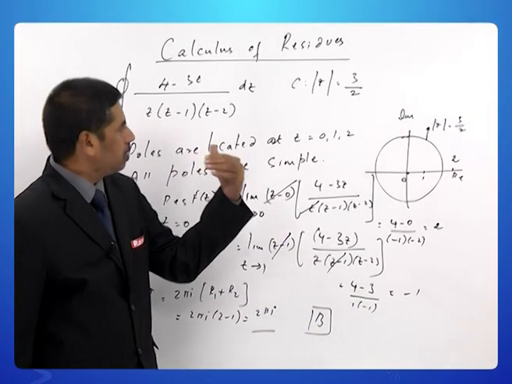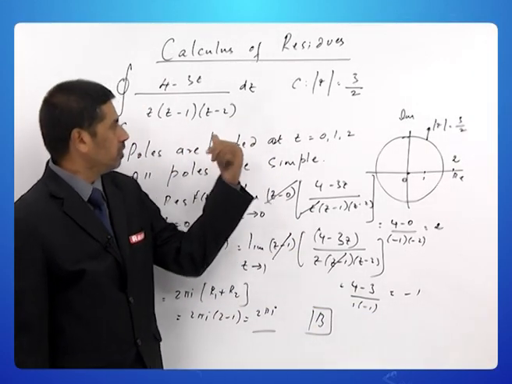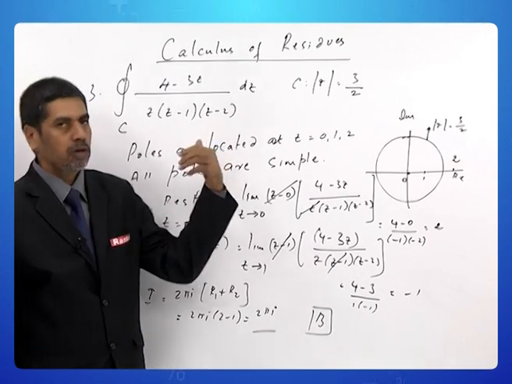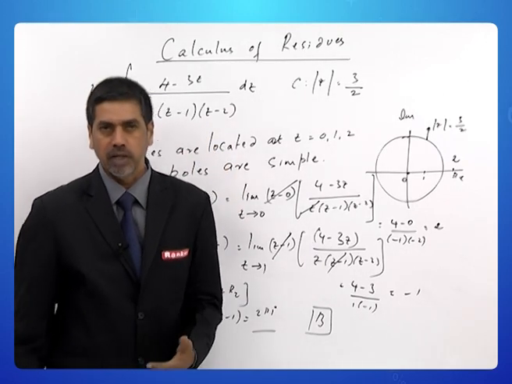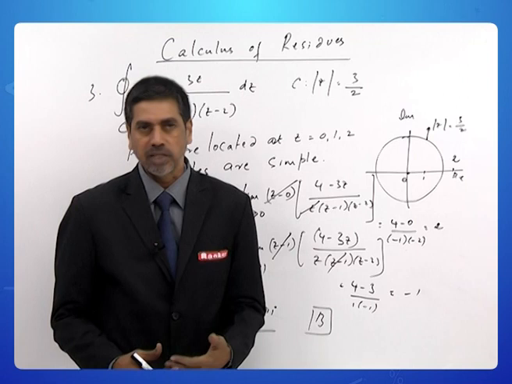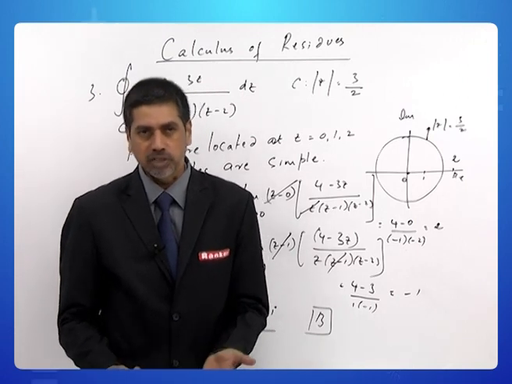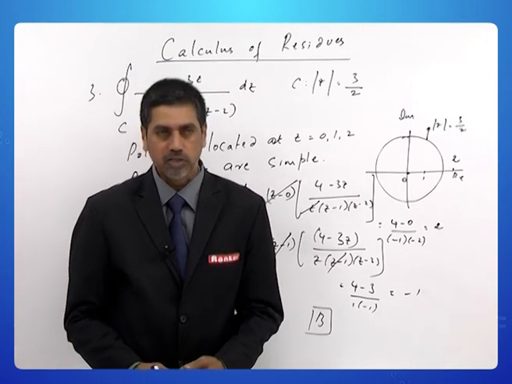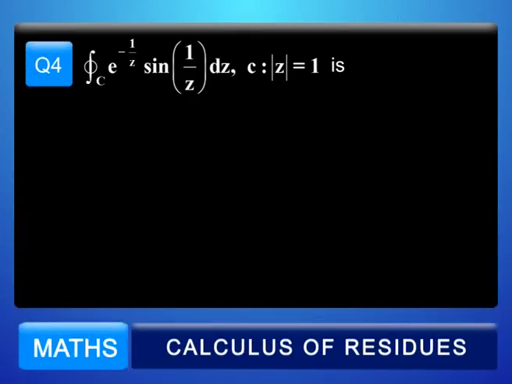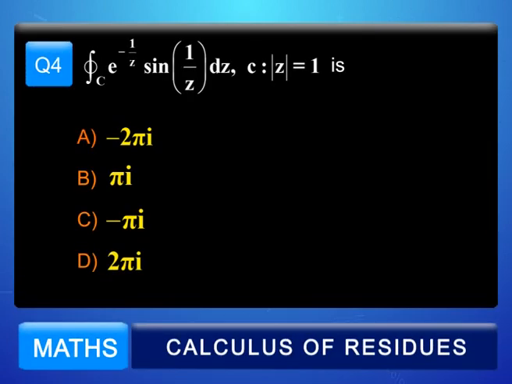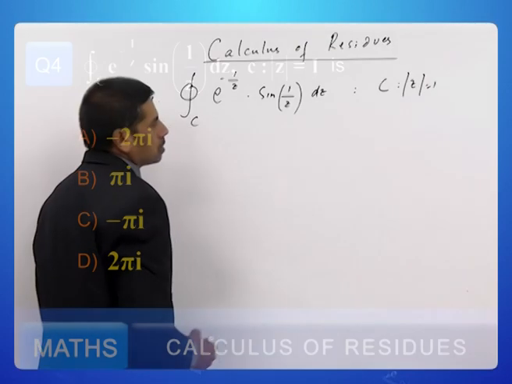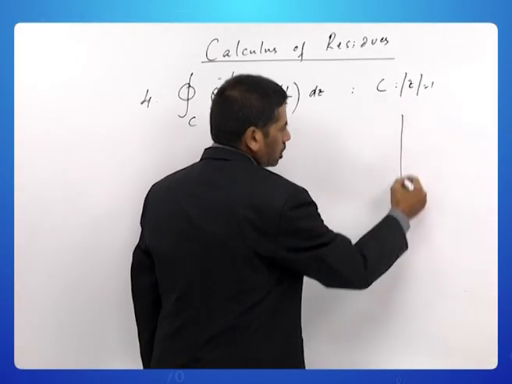Now, matters will become a little bit difficult when we don't have simple poles. When you have poles of order 2, order 3, the differentiation has to take place. And then, of course, the residue theorem is very simple to apply. Let's go to the next question. Question number 4. What is the output of the contour integral e power minus 1 by z sine 1 by z dz, where the contour is mod z is equal to 1. So, the contour is a unit circle.